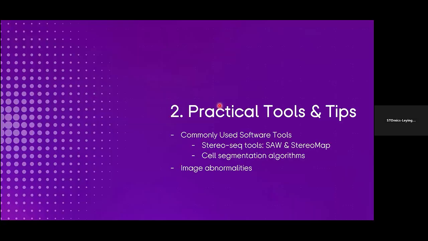Okay, let's conclude the process of generating the cell bin. But what if adjustments are needed, and what tools are available in Stereo-seq data analysis software? Let's move to the next section, tools and tips. In this section, I will introduce key tools in SW and Stereo-map, along with commonly used cell segmentation algorithms. Additionally, we will discuss image abnormalities, what issues can be corrected using manual tools, and what needs to be addressed during imaging to ensure accurate results.